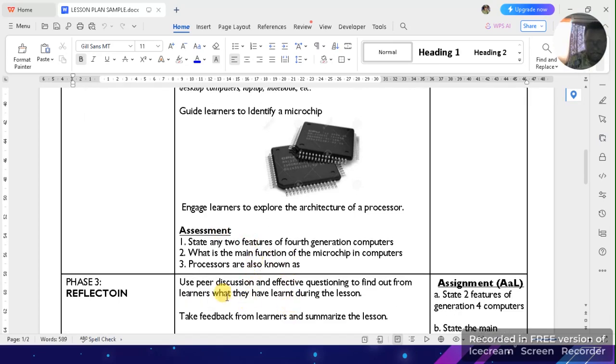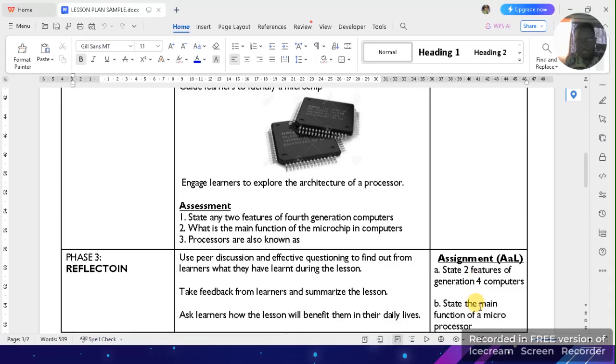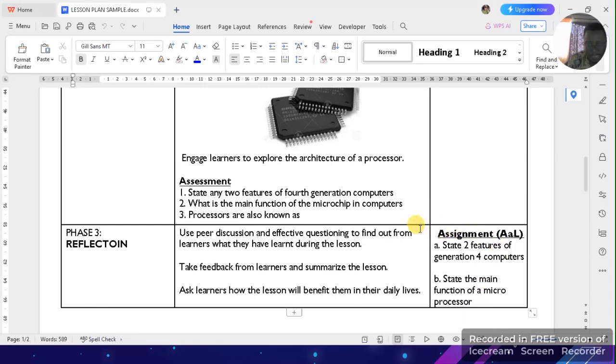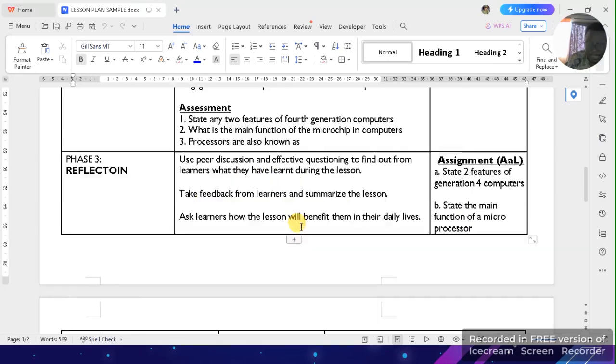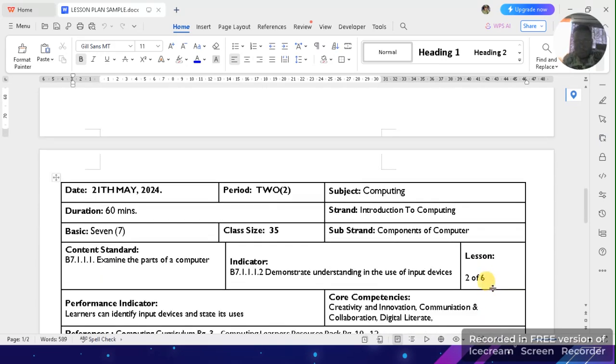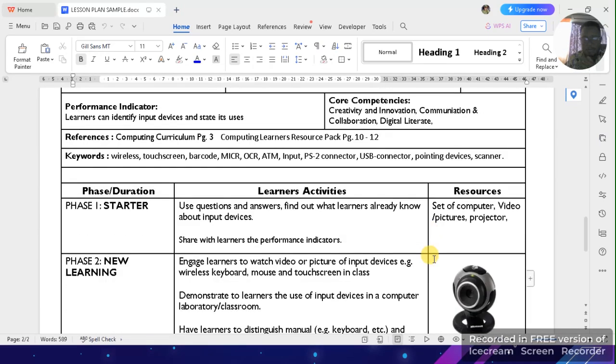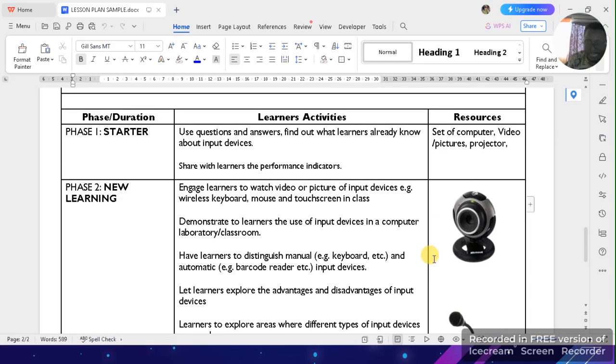Then when you are done, you summarize your lesson, then you give them an assessment, which is assessment as learning. State 2 features of the generation of computers, then state the main function of a microprocessor. This is what you call the summative. We can classify this as summative assessment because that's at the end of the lesson. This one can also be formative assessment because whilst you are delivering your lesson, you are questioning them within the period. So from there, lesson 2 of 6, you know what you're going to teach. This is a typical lesson plan of what we are proposing it should be.